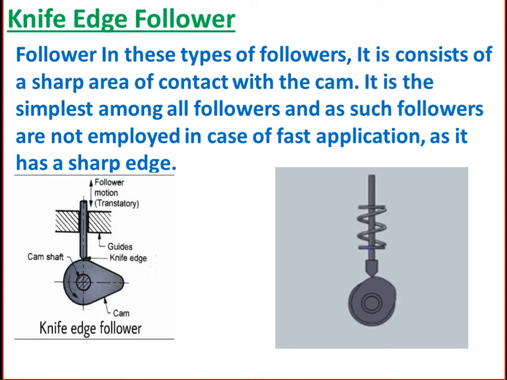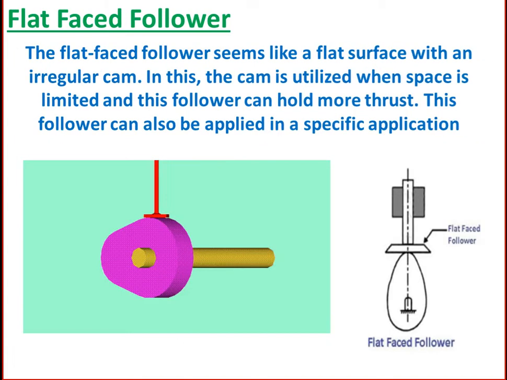Next is knife edge follower. In this type of follower, it consists of a sharp area of contact with the cam. It is the simplest among all the followers, and such followers are not employed in fast applications as it has a sharp edge.